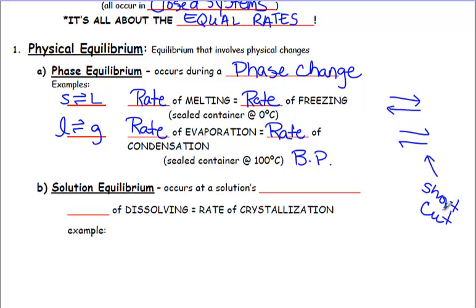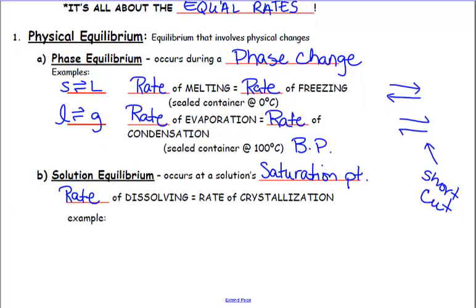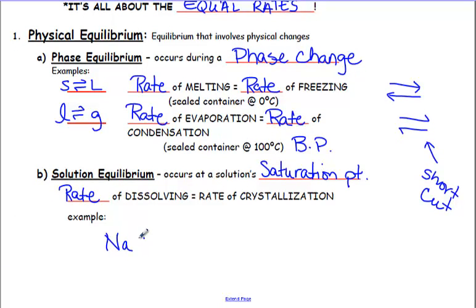So solution equilibrium. It occurs at a solution's saturation point. So this is why we did solutions before we did this unit, saturation point, when it falls on that curve. Okay, so the rate of dissolving is equal to the rate of crystallization. And here's an example for you. We have sodium chloride, NaCl, as a solid, and I'm going to make this a forward and reverse reaction, becomes NaCl aqueous, saturation point. Okay, so the rate of dissolving is going to equal the rate of crystallization, and therefore becomes an aqueous solution. Okay, crystals are not produced.